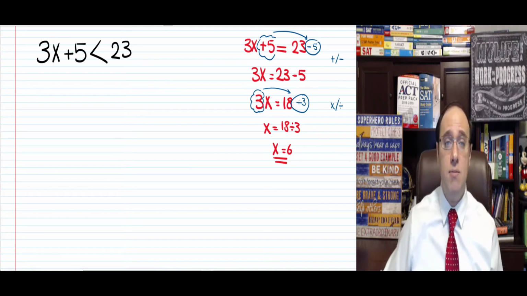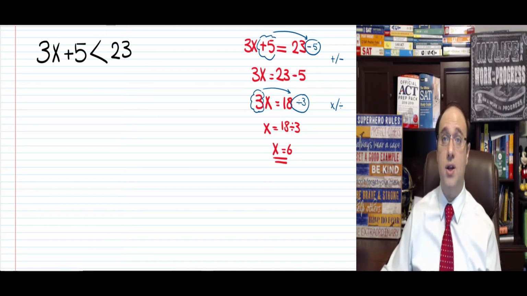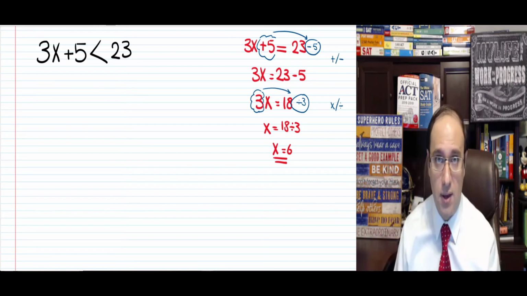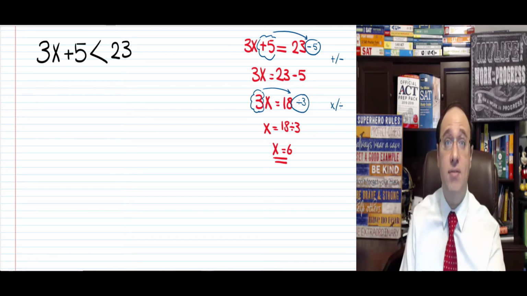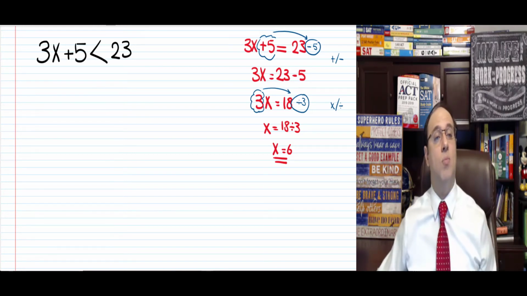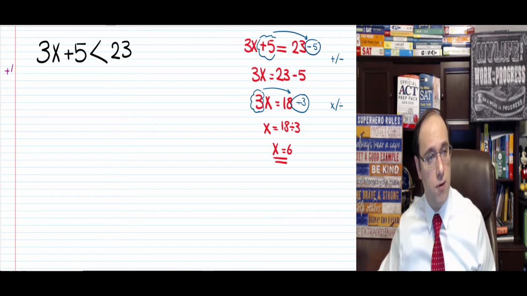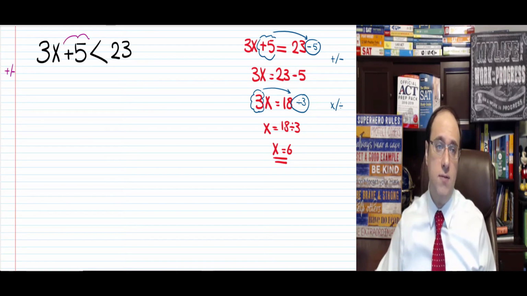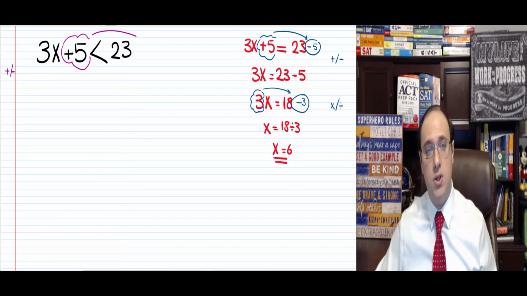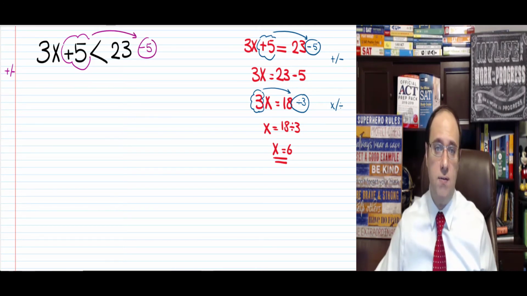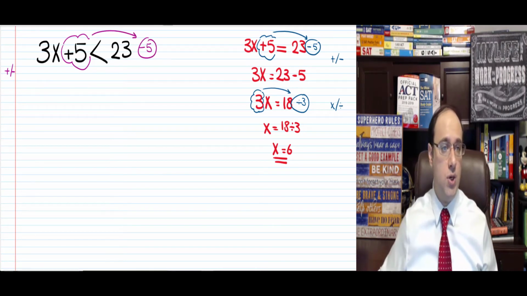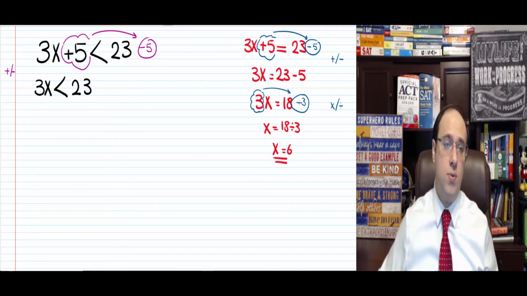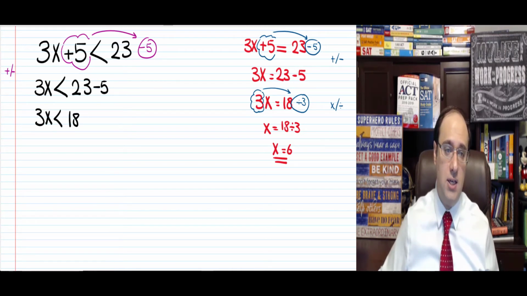Now, move on to the left, please. I want to do the same thing right here with my inequality. I will do the exact same thing. Instead of equal, I have less than. So, get rid of the pluses or minuses first, always. So the plus 5, I want to get rid of that. It goes to the other side as minus 5. Rewrite, please, because you need to be organized. 3x less than 23 minus 5. 3x is less than 18.